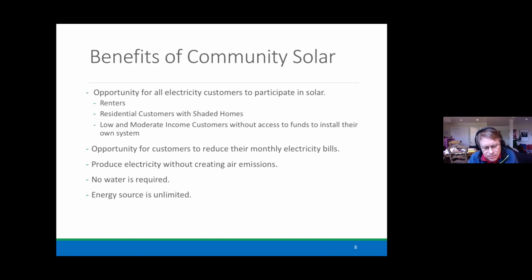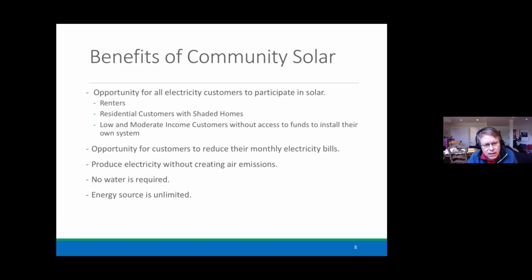So for example, in southern New Jersey, in ACE, we provide a bill credit of about 14 cents per kilowatt hour produced by these community solar facilities. And we'll walk through the mechanics of that in a little bit. And the idea is to produce electricity without creating air emissions, right? We all like that. No water is required for energy production, and the energy source is unlimited as long as the sun is still burning. The energy source is essentially unlimited for us on Earth.